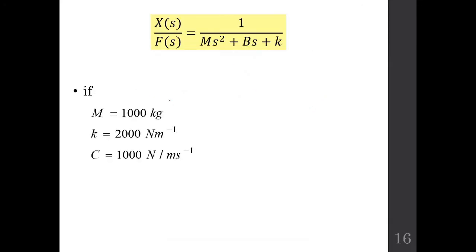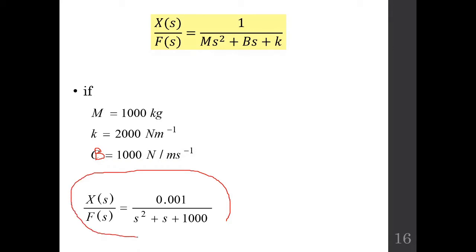Okay, so assume that m is equal to 1000 kg, k is equal to 2000 Newton per meter, and c, this is actually b, this is not c, so you can change it. B is equal to 1000 Newton per meter per second. So after putting these values, we can find out the actual transfer function, which is equal to this quantity.